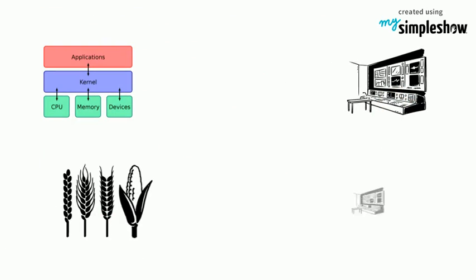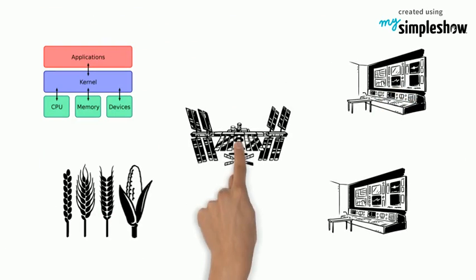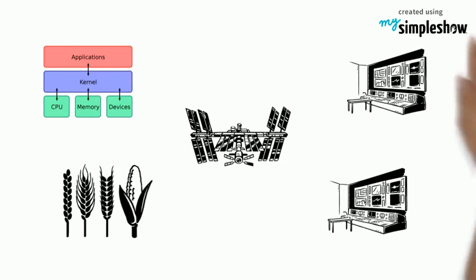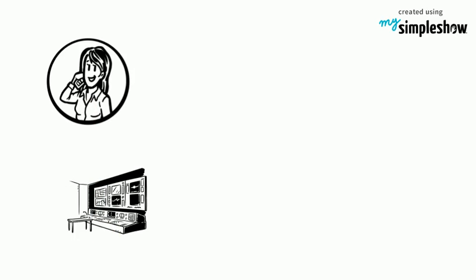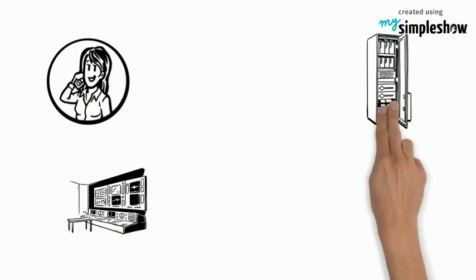Init system. This is a subsystem that bootstraps the user space and is charged with controlling daemons. One of the most widely used init systems is systemd. Daemons. These are background services: printing, sound, scheduling, etc.